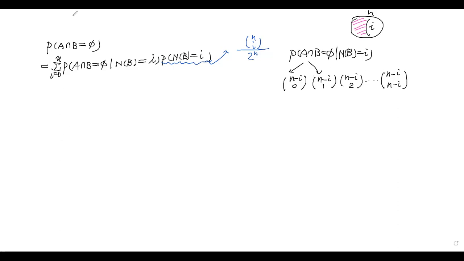Now we can rewrite it. Just like we did for the first part, this is the sum over i equal to 0 to n. And this part, we can write as a summation, k from 0 to n minus i.